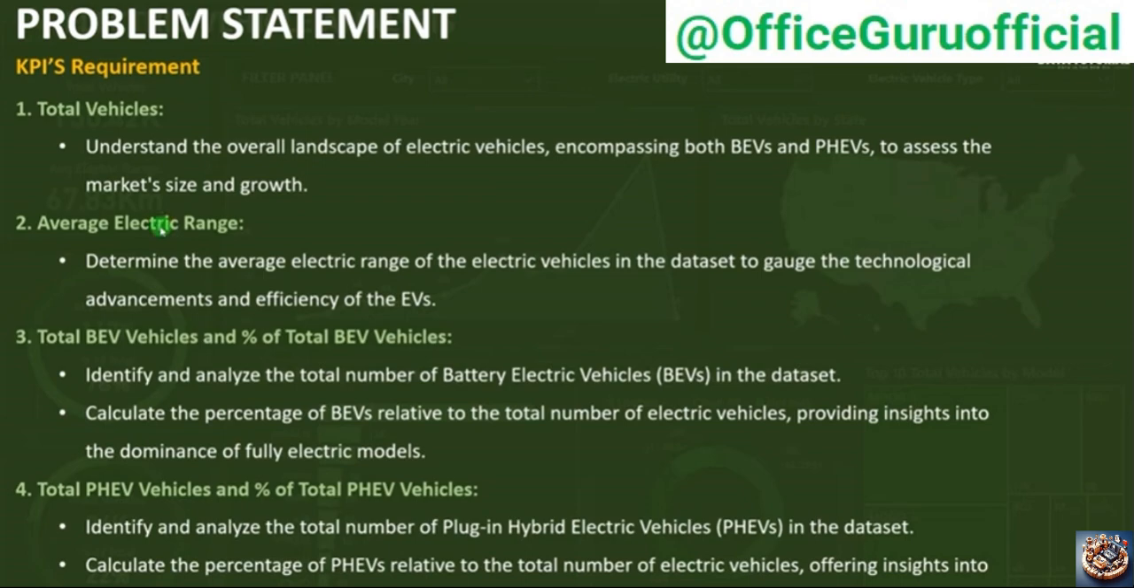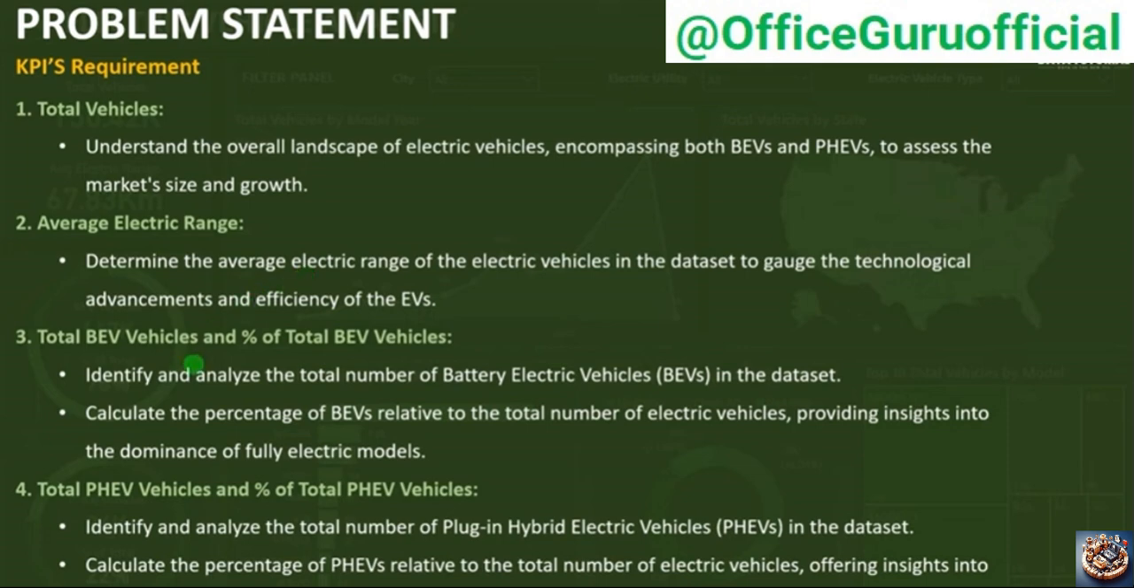Second is average electric range. After one full charge of that particular vehicle, it will run with respect to some range, say 200 kilometers, 400 kilometers. So we want to find the average. For all the cars, what is the average electric range?